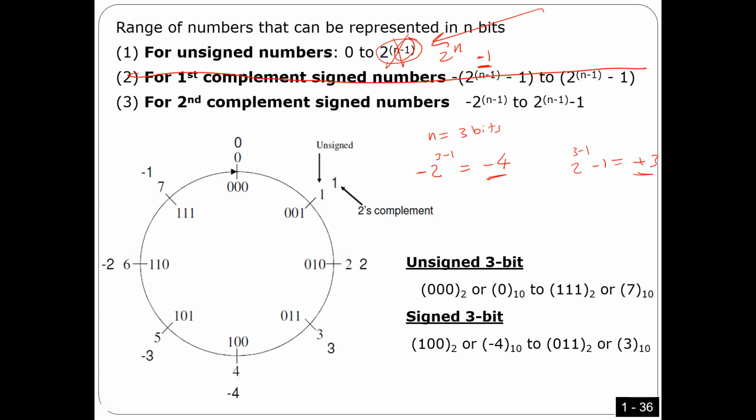Is it supposed to be 2 to the power of n minus 1, or is it supposed to be 2 to the power of n, then minus 1? No, this is correct. You are correct with this one. This is 2 to the power of n minus 1, then minus 1 here. This is the exponent.